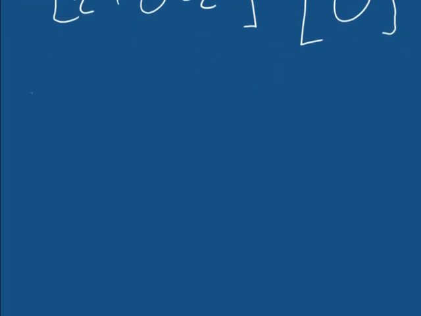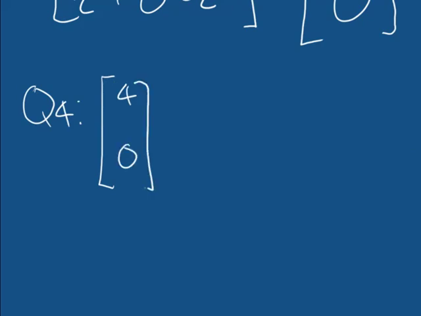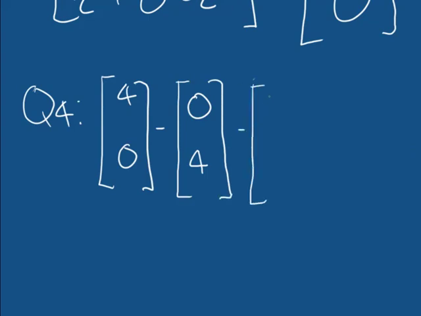Fantastic. So let's look at one last example, so hopefully all of this is sinking in. So question 4, again, we're going to be dealing with multiple vectors. This is going to combine both subtraction and addition here, so just take your time and be careful with this one. So we're starting out with the vector 4, 0. We're going to subtract from that the vector 0, 4. Then subtract the vector 1, 1. Then add the vector 2, 3.